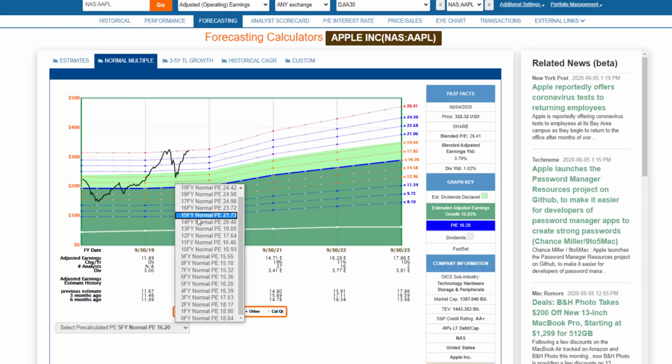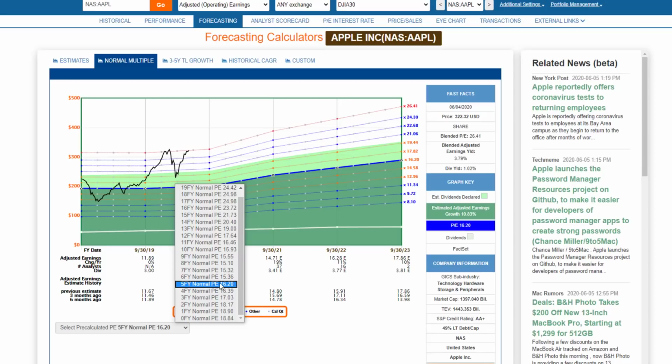Number one, it shows you what has been happening to the PE. So in other words, 18, 19, 17 years ago, Apple was comfortably trading in the 20 PE range, even as high as 25 times earnings. And then it kind of fell to the 19, 17, 16, and then stayed in the 15, 16 range for several years. And then it's been averaging 18-ish for the last several years, and the 5-year PE again is the 16.20, which the graph is drawn with.